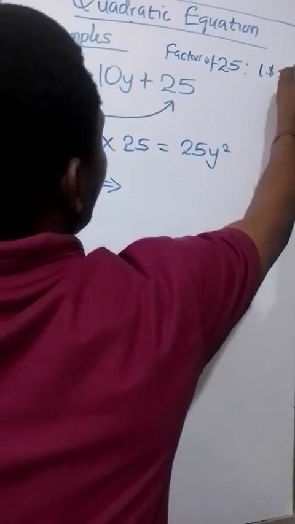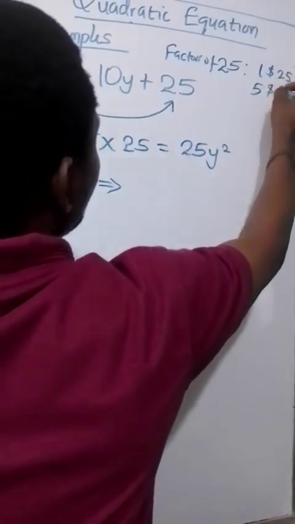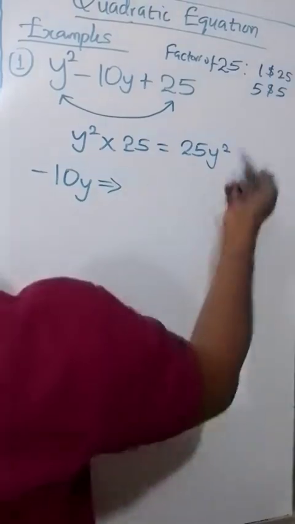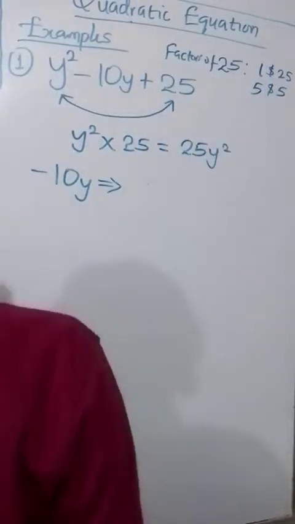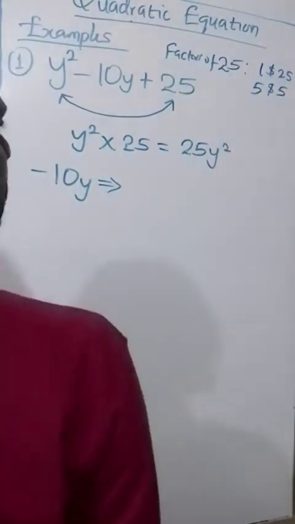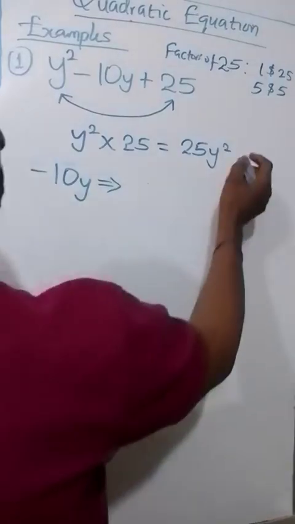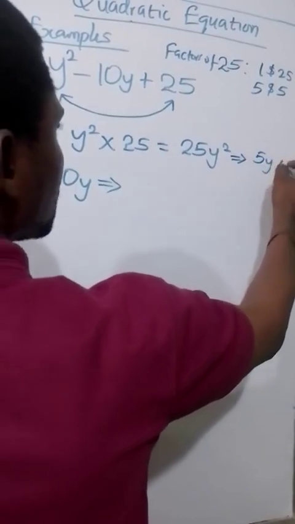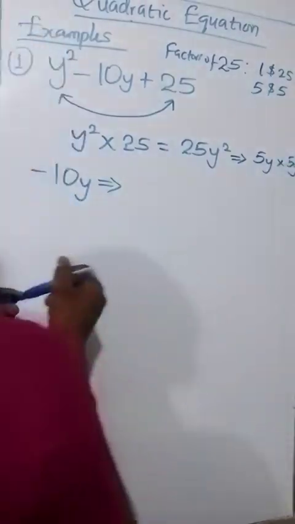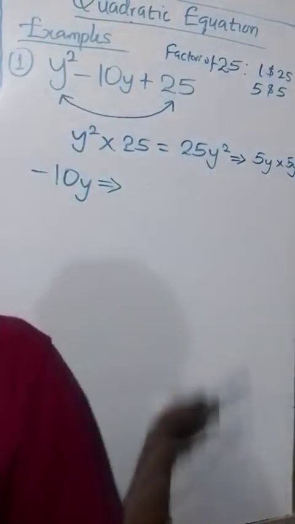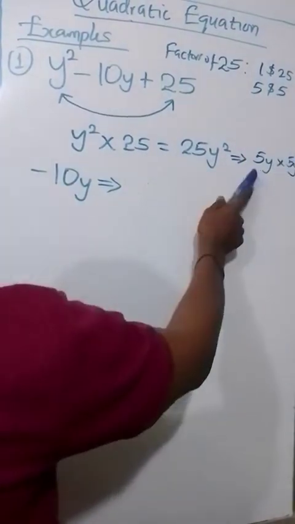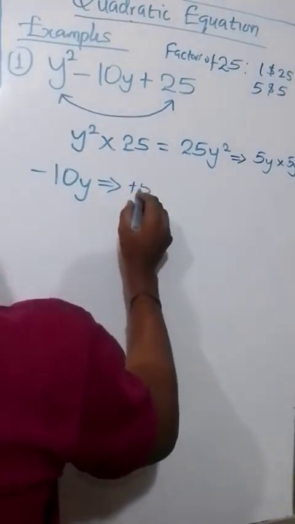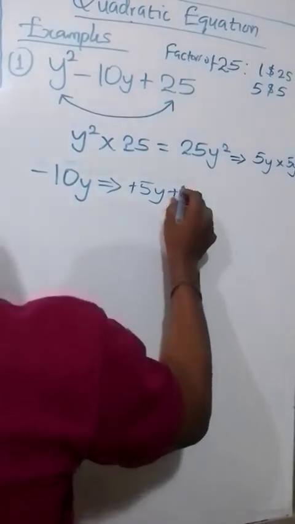1 and 25, 5 and 5. What other numbers? These are the only factors of 25. So which one of these two is it likely going to be? That will be 5 and 5. So those two numbers will be 5y times 5y. Having done that, when we bring 5y and 5y here, this is plus 5y plus 5y.